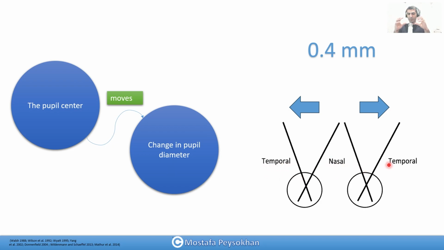So when the pupil gets contracted and gets smaller, it goes in the opposite direction. And this is a huge number, 0.4 millimeter. So that's a very important thing that we need to put into the Zemax model.